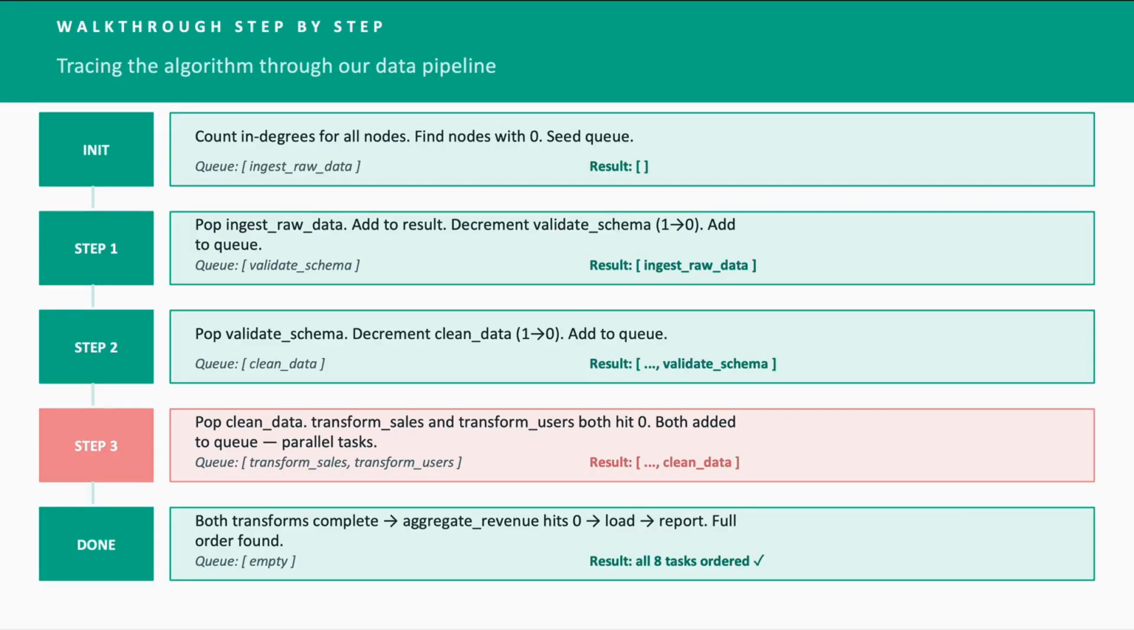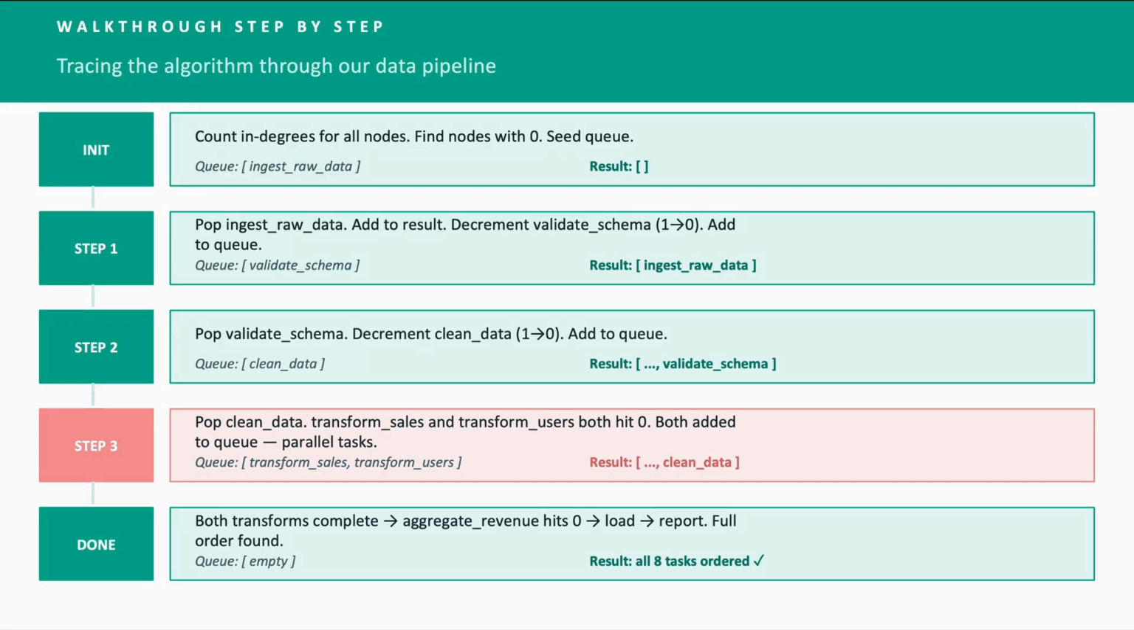Now, let me trace through the algorithm on our actual pipeline. We have the init. We count all in-degrees, only ingest raw data is 0, and the queue is seeded. In step 1, we pop ingest raw data, add it to the result, and visit its neighbors. Validate schema is decremented from 1 to 0 and joins the queue. Now step 2, we pop validate schema. Same thing, clean data drops to 0 and joins the queue.